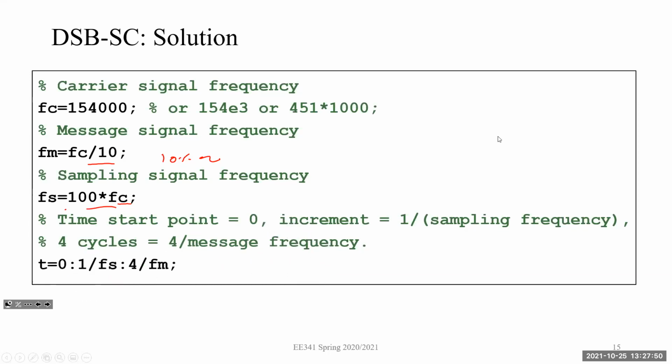1 divided by fs. This is the interval between increments. So this is time, you know that. Sampling time, Ts is equal to 1 divided by fs. You know this. This is increment time. You know this. Okay?